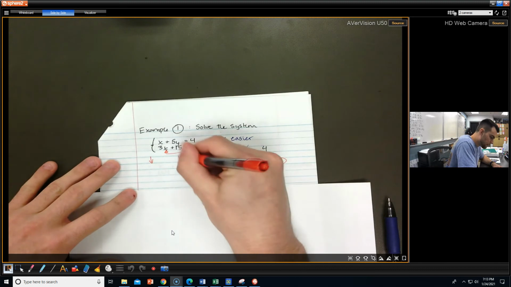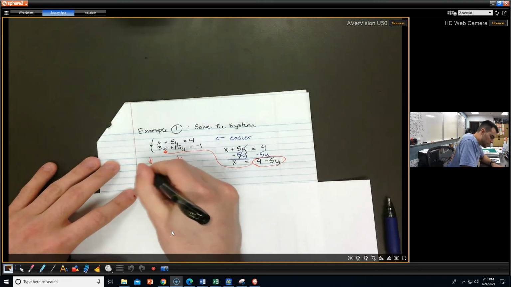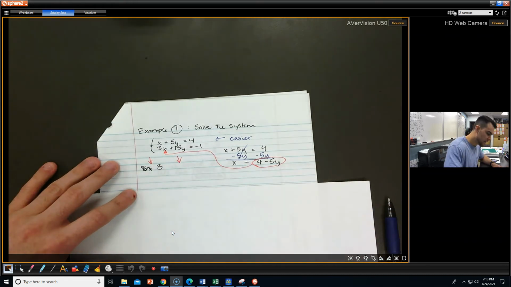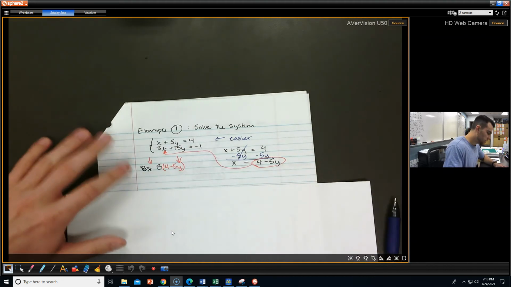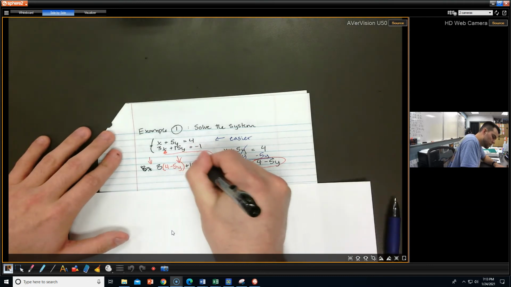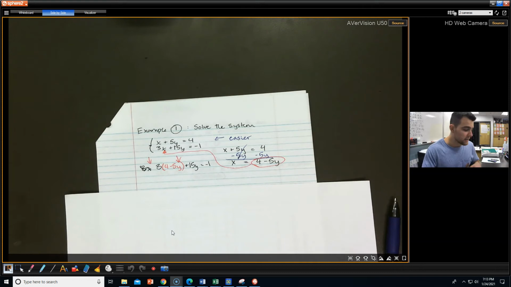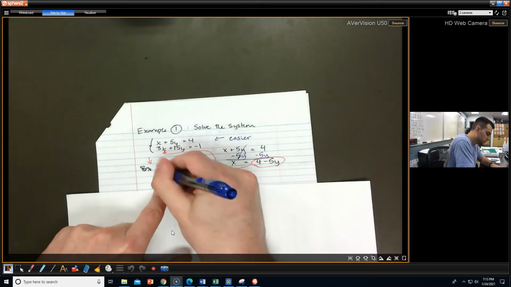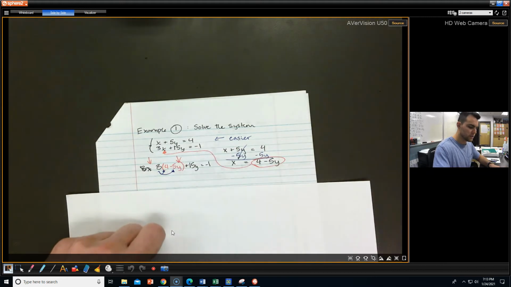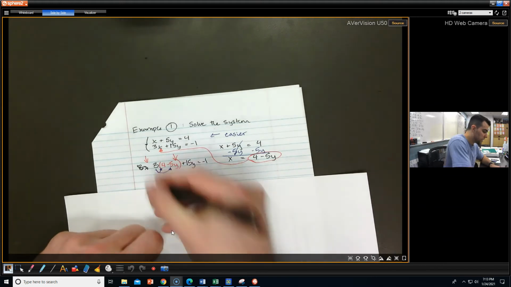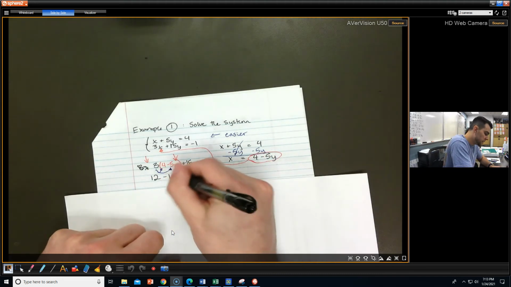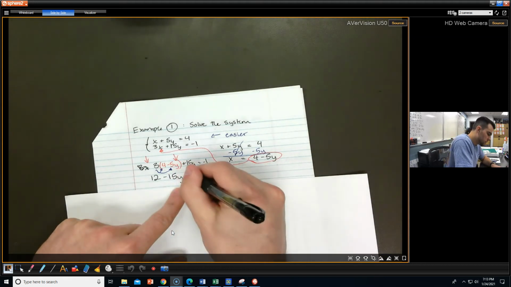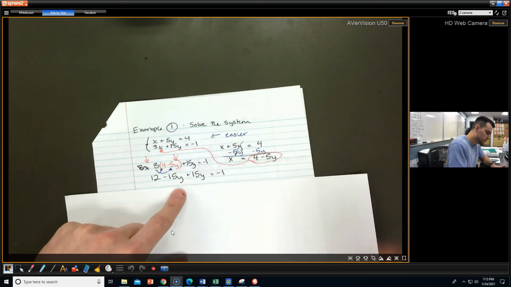Alright, so let's see that. I'm going to end up getting 3 times x, which is now 4 minus 5y, that's what we plugged in, plus 15y equals negative 1. Alright, once again, we're having to rely on the distributive property. This is going to pop up every now and then when we're doing substitution. Okay? 3 times 4, we get 12. 3 times negative 5y, well 3 times negative 5 is negative 15. And then I just plop the y down. Plus 15y equals negative 1.